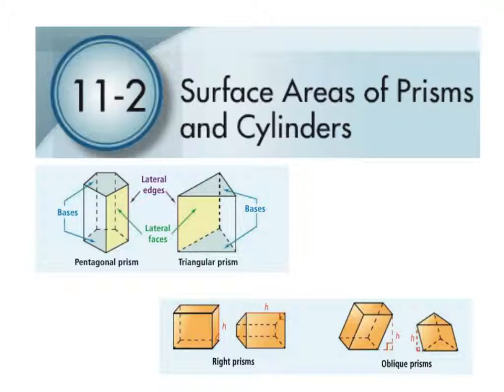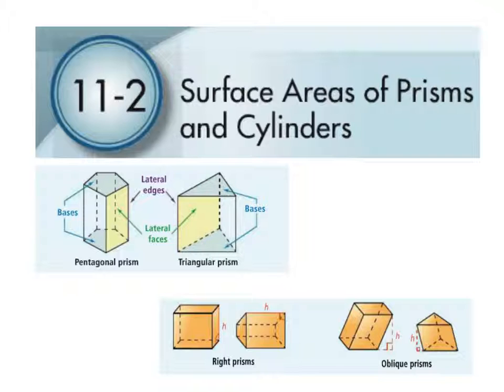In this case, we'd have a pentagonal prism. It's named based on its bases. And then these are called lateral sides or lateral faces. Lateral means the side. Okay, this next one's a triangular prism because the bases are triangles.